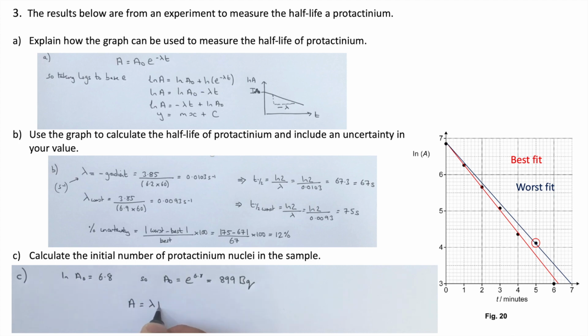Using A equals lambda n, we get n is A over lambda, which is 899 divided by 0.0103, which is equal to 8.7 times 10 to the 4 nuclei.